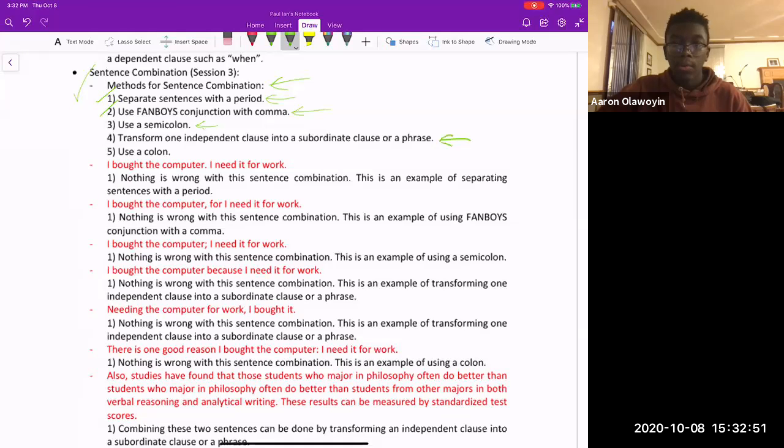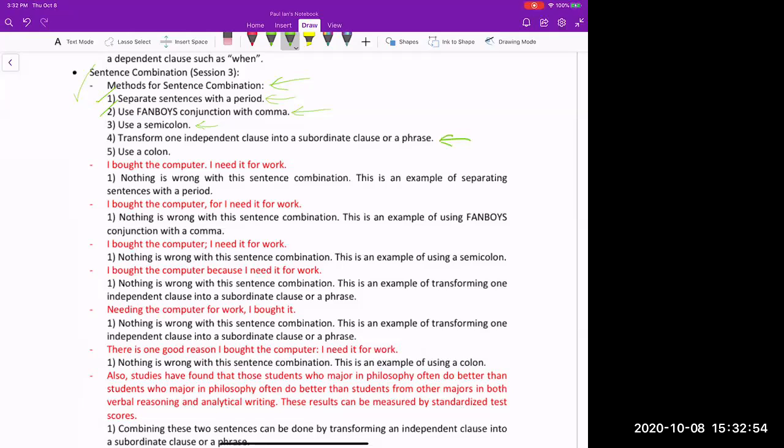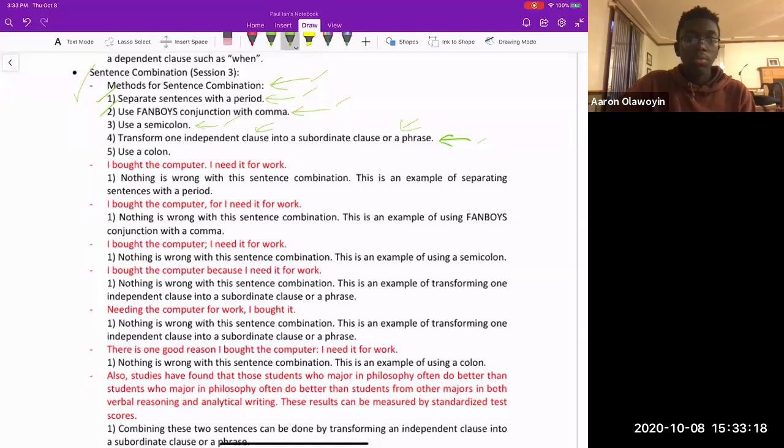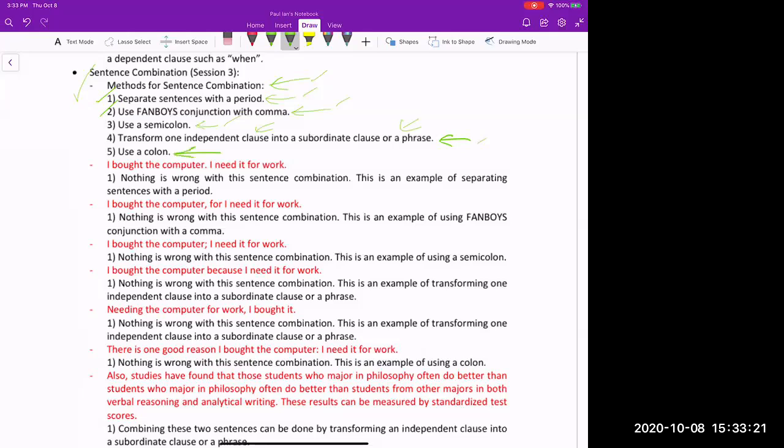Another thing you can do is transform, and this is the one that's more flavorful. I've seen this a lot in writing where you have so many different groups of sentences and you want to create different flavors of sentences. Another one would be to create a dependent clause by transforming one of the independent ones into a dependent one using a subordinate clause. We've seen that a lot. And then the other one is using a colon.